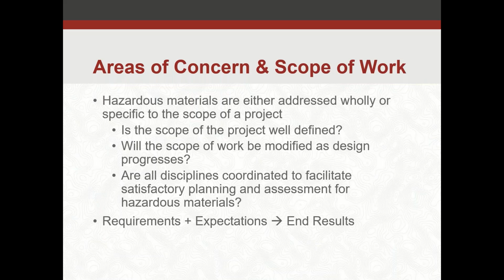All right, so talking about the areas of concern and scope of work, this is one of the more critical items to identify during this project definition phase. If we identify our hazardous materials, are we going to plan to remove it completely, or are we just going to plan to remove it to the extent needed to complete the scope of the project? If it's a renovation project, do we just need to remove hazardous materials as necessary to complete those renovations and basically get them out of the way?